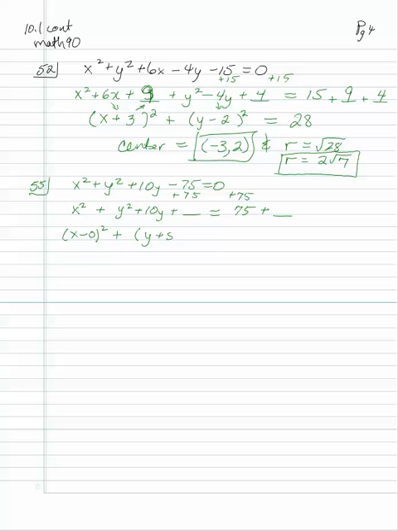Half of 10 is 5, 5 squared. So remember, you divide by 2, square it, add it to both sides. And so our center is 0, negative 5, and the radius is square root of 100, which is 10.